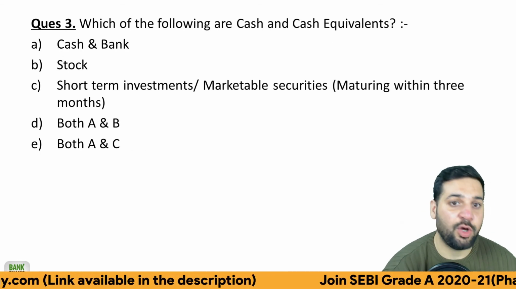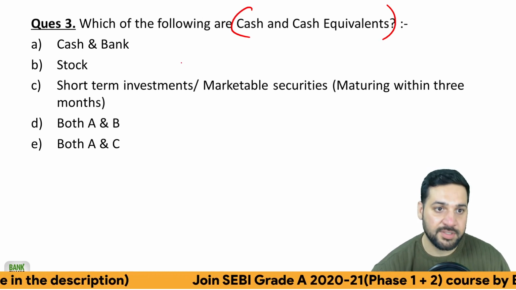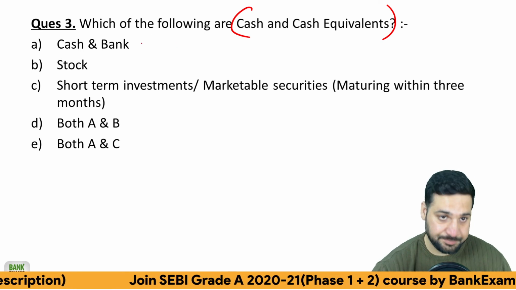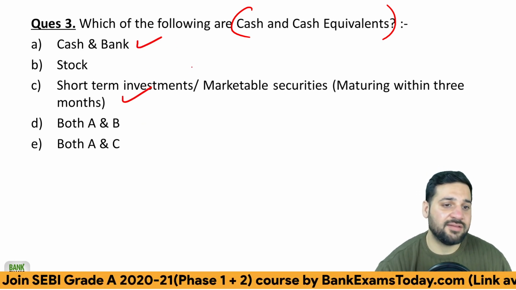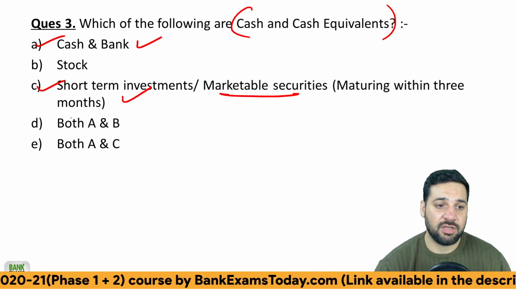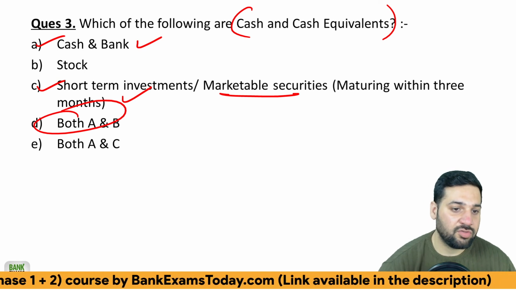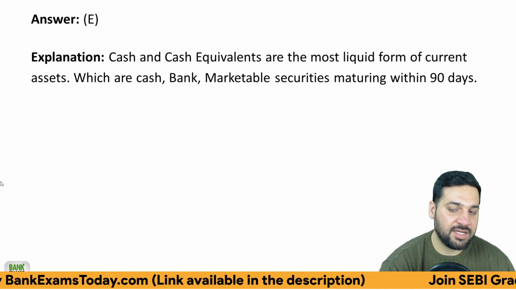Very important. Which of the following are cash and cash equivalents? Cash and bank is obviously one, and marketable securities. You might have done ratio analysis; it is very important for that. Cash and bank, and short-term investment and marketable securities. So both A and C are the correct answer.